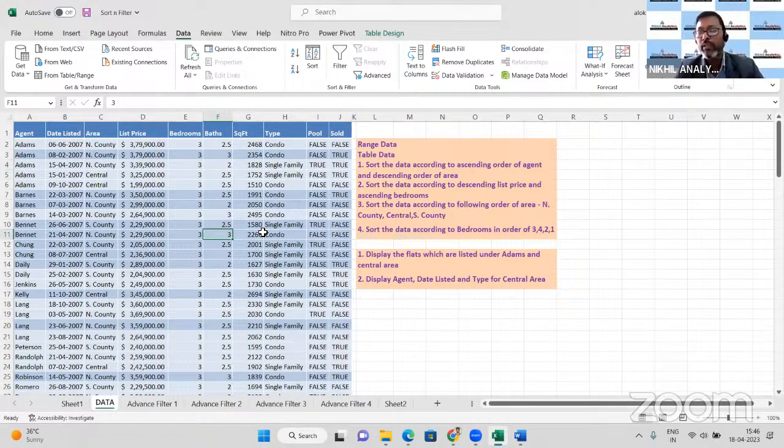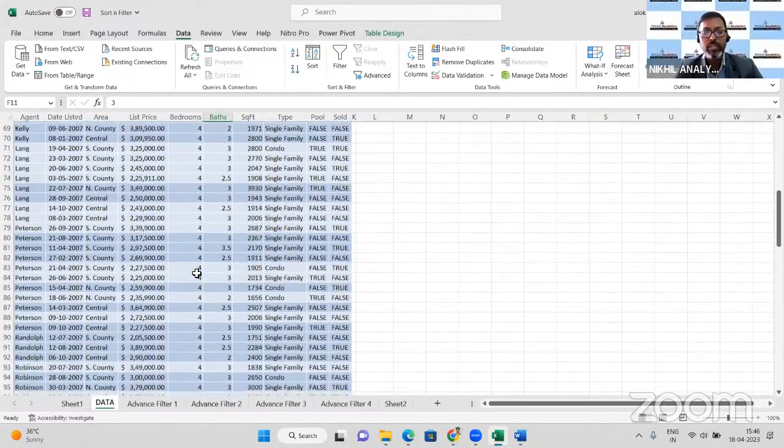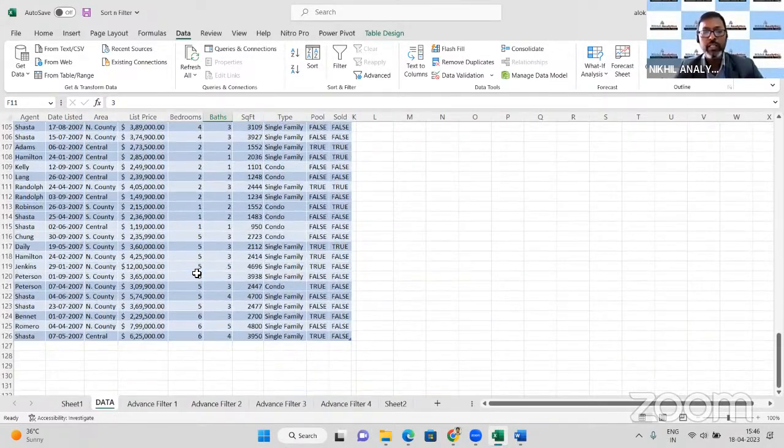Bedroom does not have only 4 values. Bedroom has value 5 also, has value 6 also, but we have not used them in the custom list. Whatever values you need, you just give those values and the sequence. The rest of the values will come at the bottom. So you can see 3 bedroom flats are coming first, then 4 bedrooms, then 2 and then 1. And at the bottom, we have 5 and 6 bedroom flats as well.